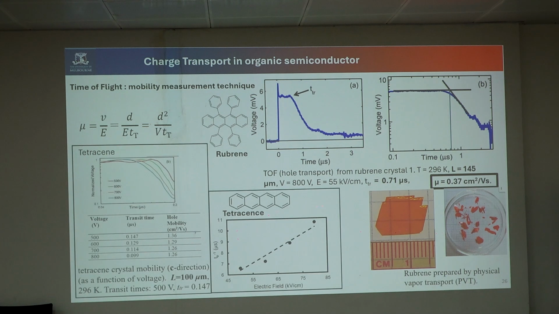Similarly, we can also find the mobility of tetracene using this method. The experimental results are given here. This is the transit time in microseconds, and the corresponding mobility is 1.3 centimeter squared per volt second. So this is a good method. Earlier, people spent a lot of time deriving the mobility of organic materials.